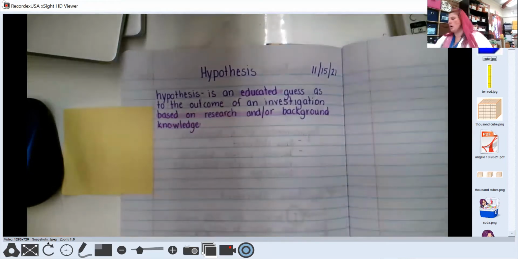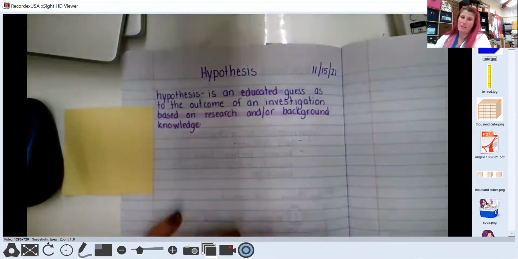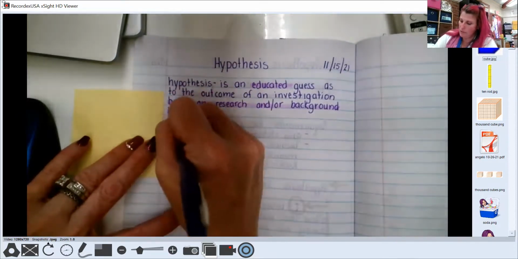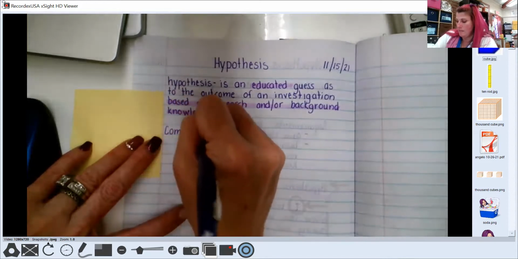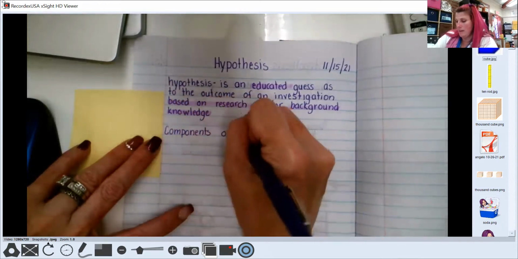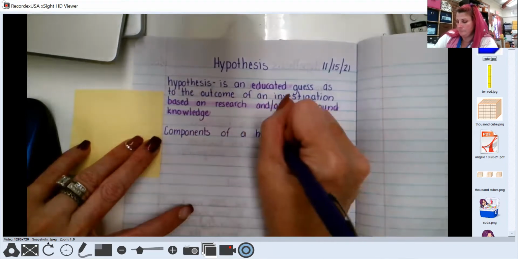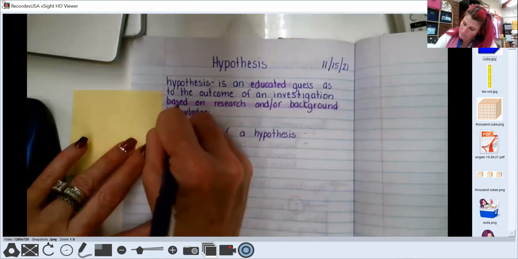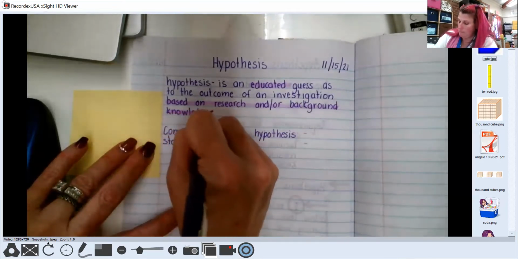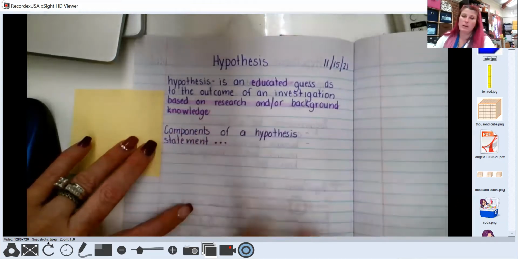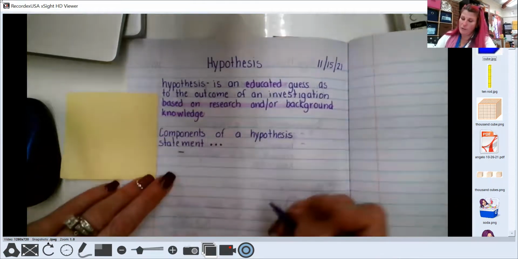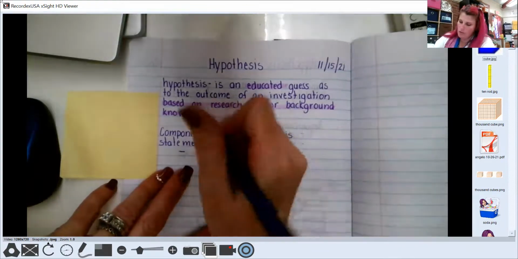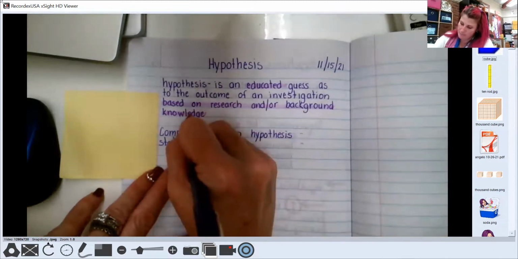All right, so now we're going to talk about the components of a hypothesis statement. And there are two components. The first one is your guess sentence or your prediction sentence.